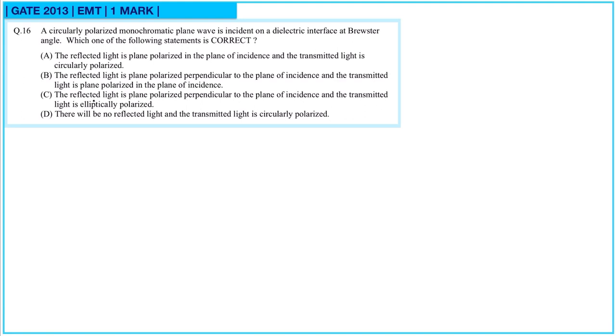Then the transmitted light, which is refracted into the second medium, will generally have both components, but their amplitudes may be different. So that means it won't be circularly polarized, it will become elliptically polarized. So here option C is correct. Reflected light is perpendicular and transmitted light is elliptically polarized.